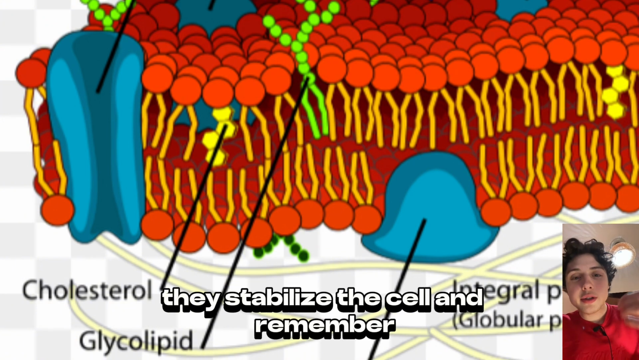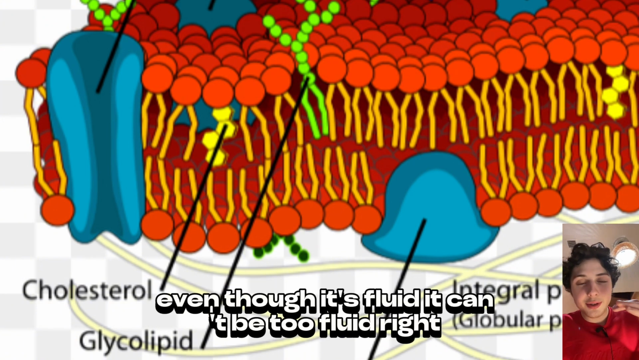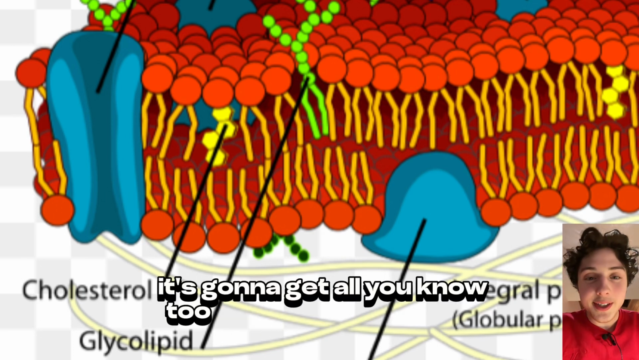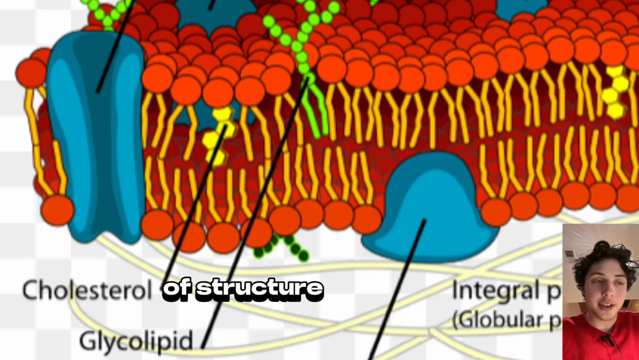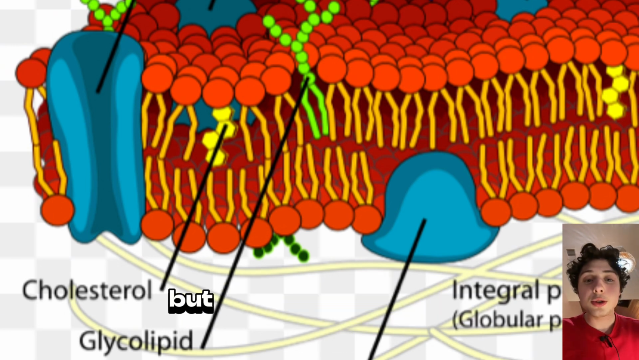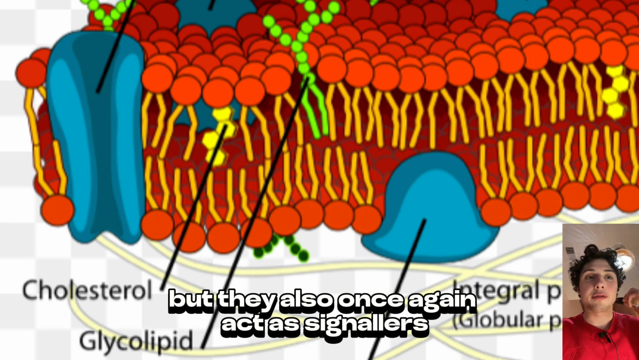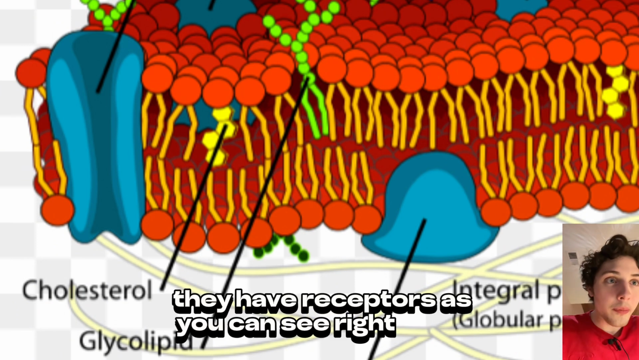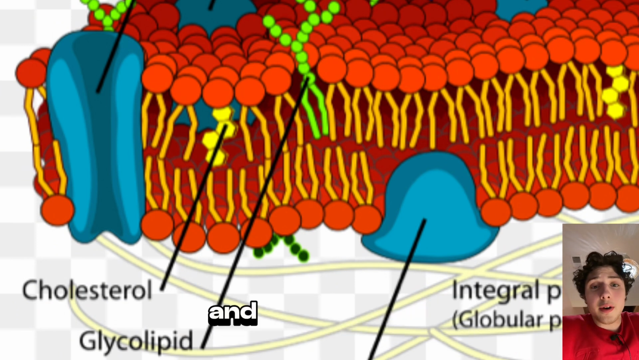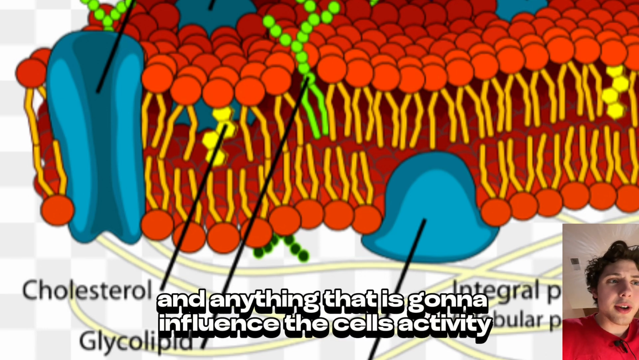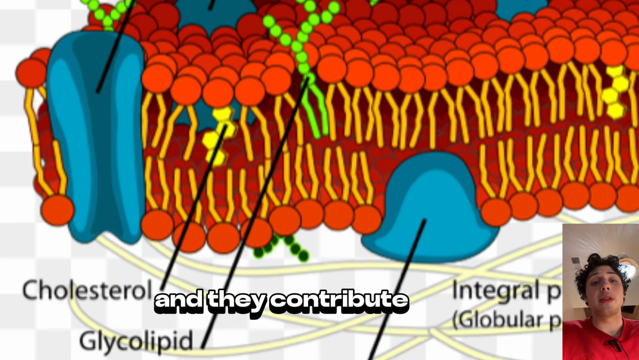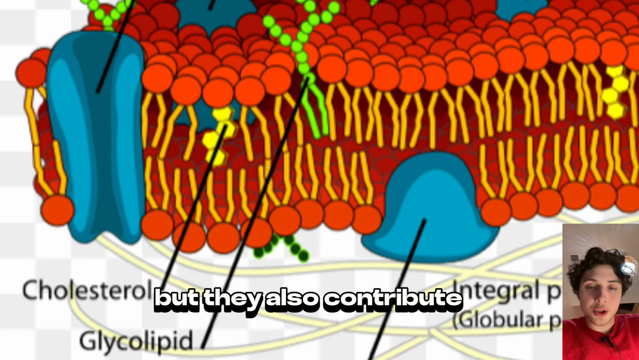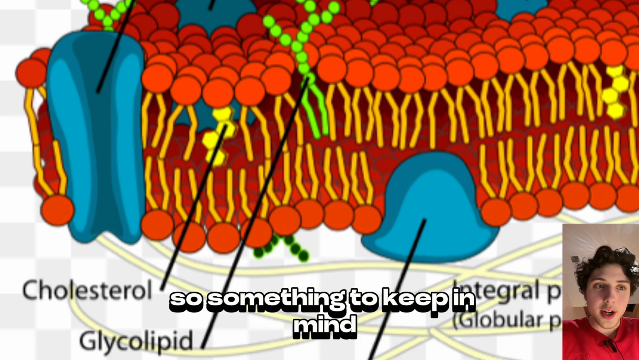And remember, even though it's fluid, it can't be too fluid, right? If something's too fluid, it's going to get too loosey-goosey. And we're going to need to maintain some sort of structure to an extent, and the glycolipids help with that. But they also, once again, act as signalers. They have receptors, as you can see right there, for hormones and anything that is going to influence the cell's activity. So they're also controlling what's getting in and what's getting out, and they contribute to the flexibility, but they also contribute to the structure. So that's something to keep in mind. They do a bit of both.